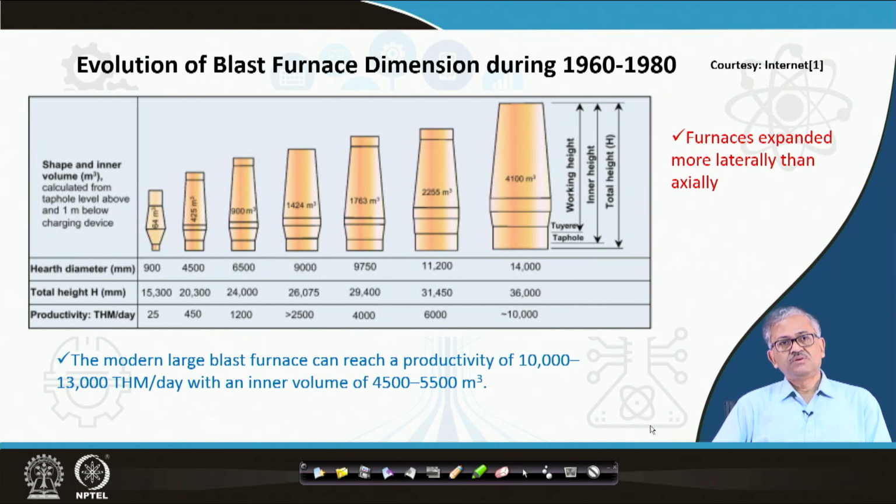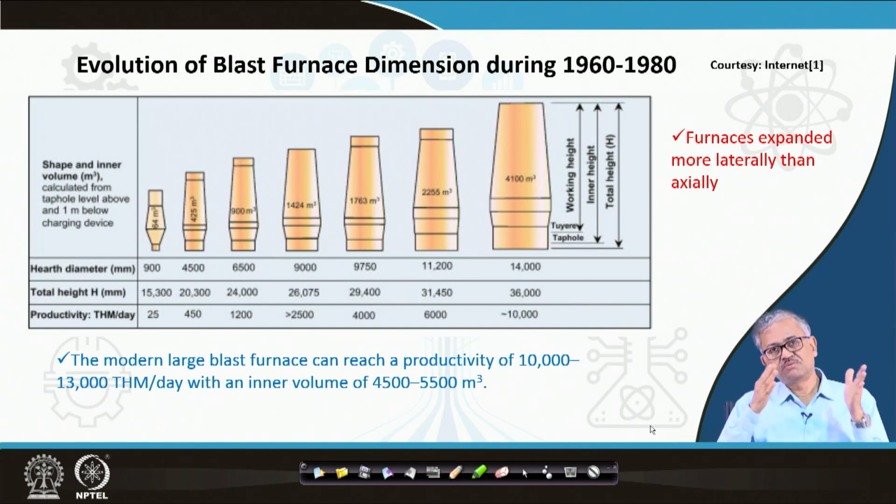So today you can have more generation, more tons of hot metal per day you can produce, and the blast furnace volume has also gone to around 5,000 normal meter cube. Up to the 80s, the furnace volume was around, say, 4,000 meter cube, as you can see, and that has increased today to 5,000, so 1,000 more.